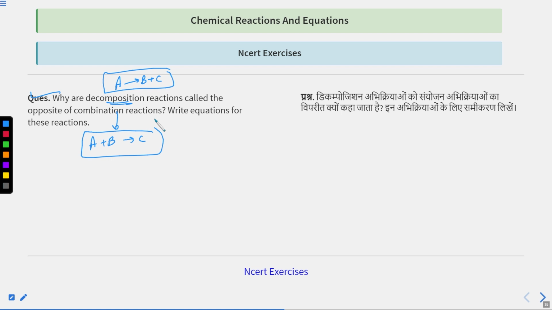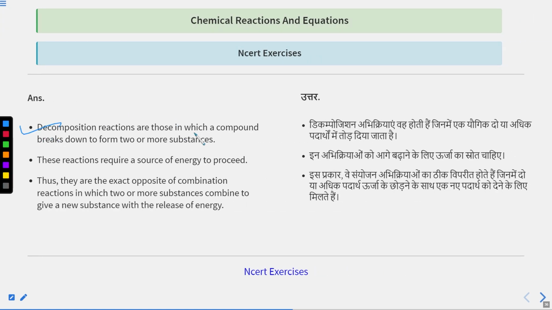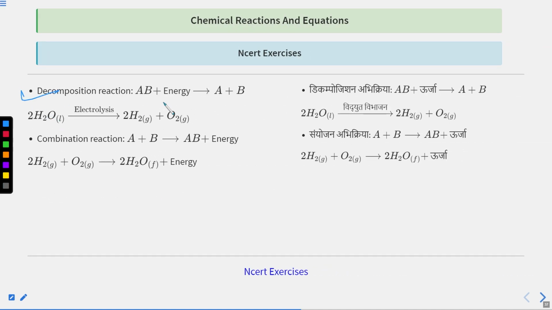If you forget what type of examples we can write in decomposition or combination, just write the general one. Decomposition reactions are those in which a compound breaks down to form two or more substances, and these reactions definitely require a source of energy; they absorb some energy to proceed. Thus they are the exact opposite of combination reactions, in which two or more substances combine to give a new substance along with the release of energy. Decomposition reaction: AB plus energy gives A plus B.